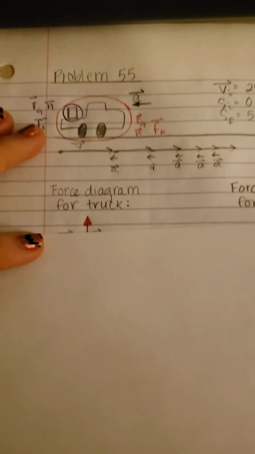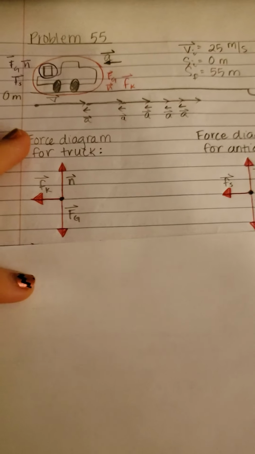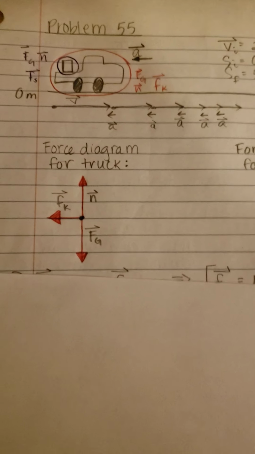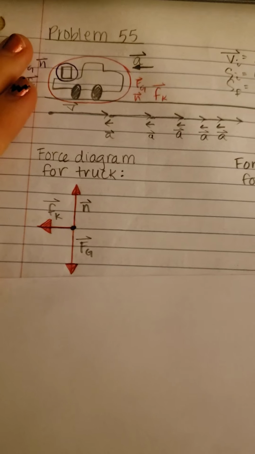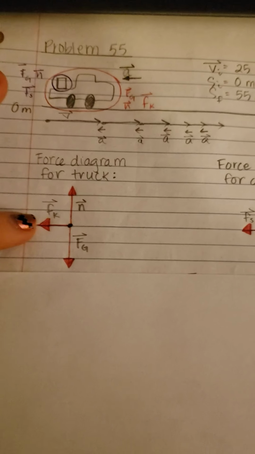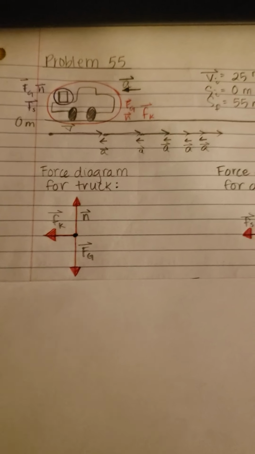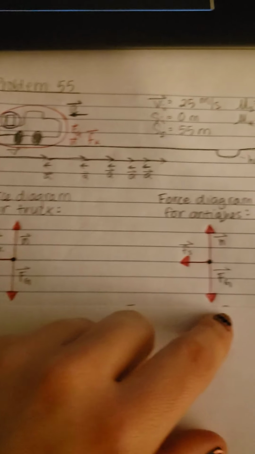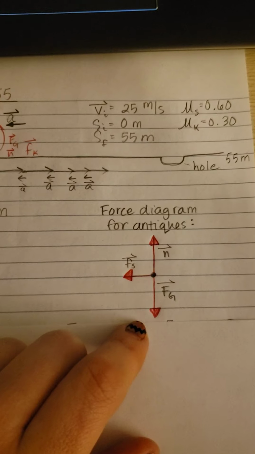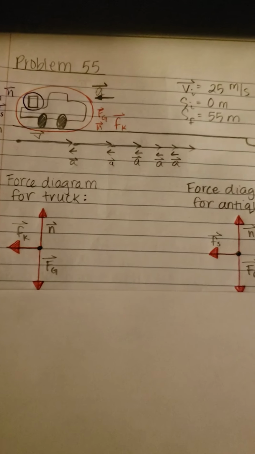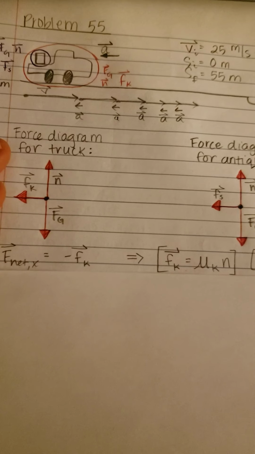So to draw this out on a free body diagram, for our truck, we have normal force going up, gravitational force going down, and the kinetic friction going parallel to the ground in the left direction. And it's going to be the same for the antiques. The static friction is going left because the acceleration is going that way.